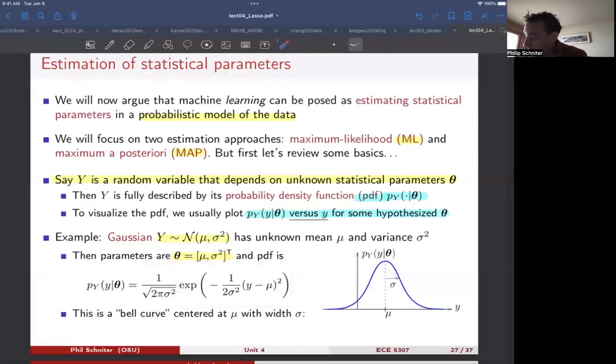And so basically, we have mu as the center of the bell curve, and then sigma squared, the variance. If you take the square root, you get standard deviation sigma, that tells you the width of the bell curve. Okay, so that's just how we often think of these PDFs. We think of it as a function versus y.